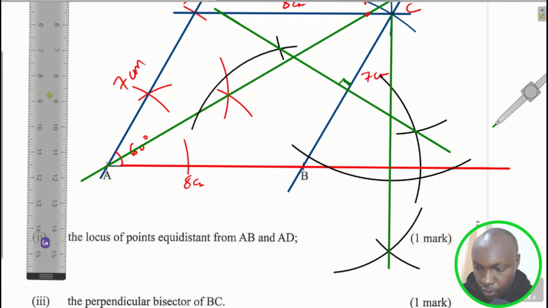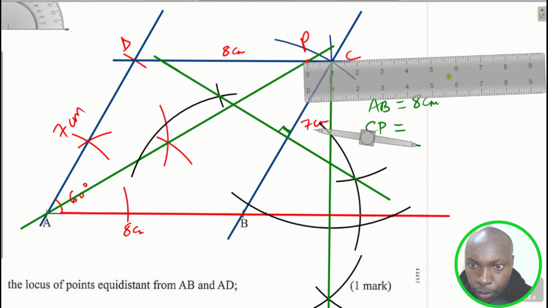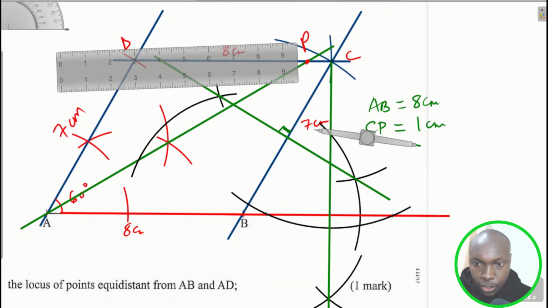So we need the lengths of the two parallel sides. The length of AB is 8 centimeters, and then CP, I have to get that length. The pair of compasses is very small, so this one is exactly 1 centimeter. That one is 1 centimeter.